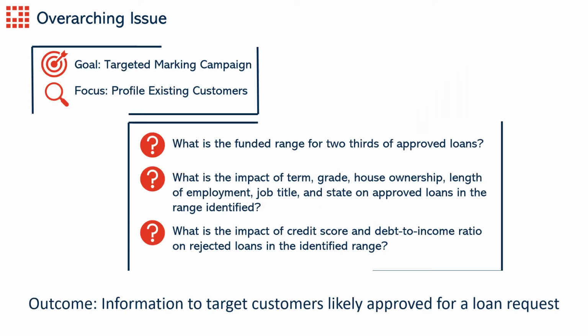The Lending Club wants to launch a targeted marketing campaign. Their focus is to reach customers with characteristics similar to their approved customer profiles. Specifically, they would like to know: what is the funded range for 2/3 of approved loans? What is the impact of term, grade, house ownership, length of employment, job title, and state on approved loans in the range identified? What is the impact of credit score and debt-to-income ratio on rejected loans in that identified range? The outcome of this analysis will give Lending Club the information needed to target customers likely approved for a loan request.